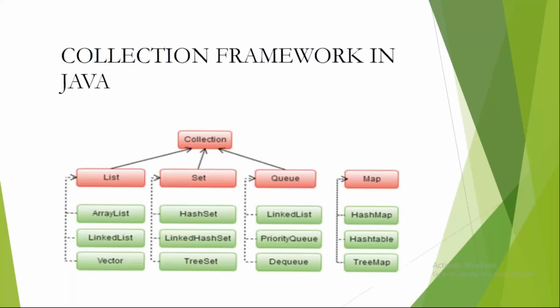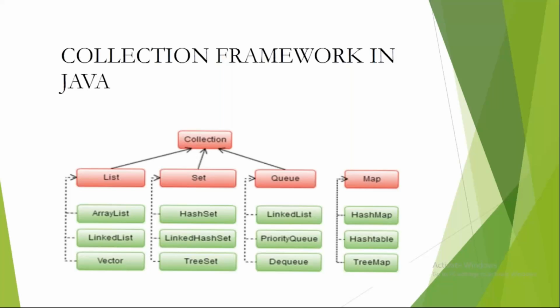If you see the collection framework, you can see that there are three major interfaces: list, set, and queue. List has array list, linked list, and vector. Set has hash set, linked hash set, and tree set. Queue has linked list, priority queue, and deque, or "deck" as people call it. And there's something called the map interface. Map is for key value pairs. Map has hash map, hash table, and tree map.